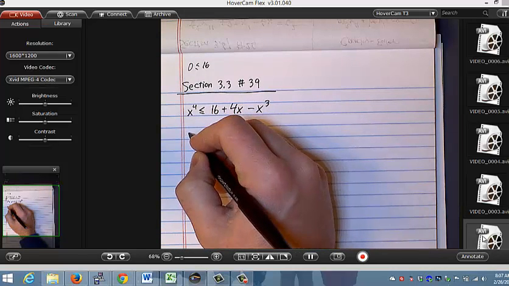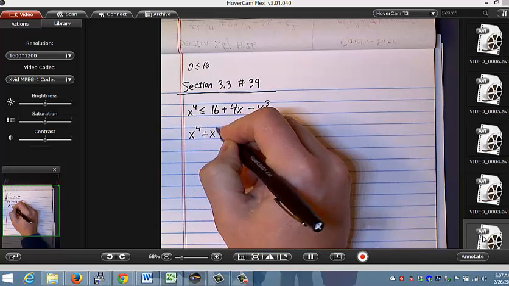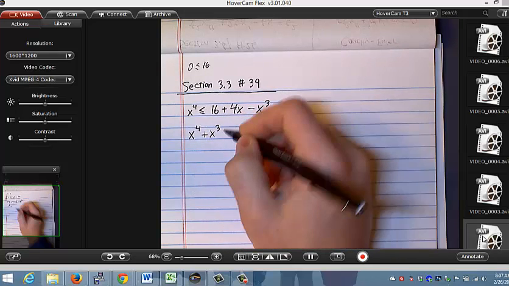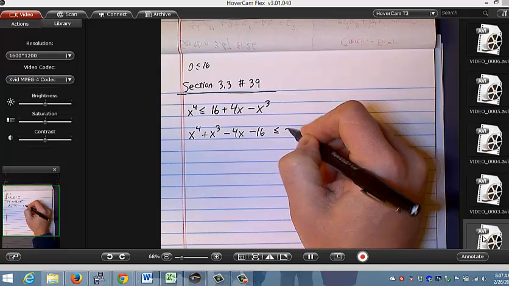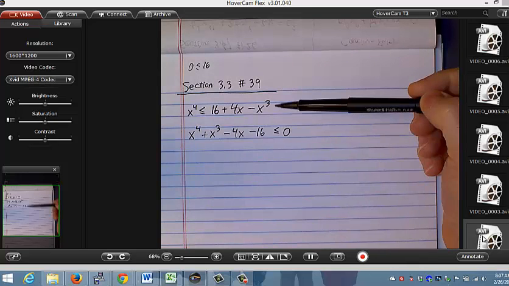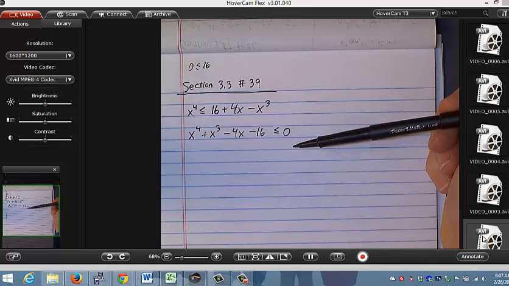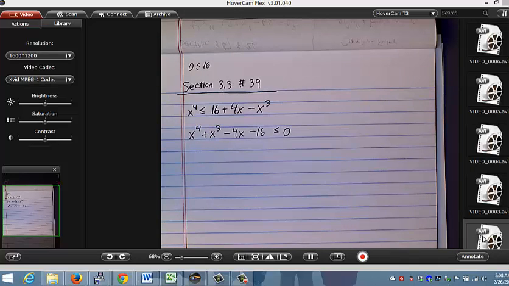And so the very first thing I'm going to write down is x to the fourth plus x cubed minus 4x minus 16 is less than or equal to 0. If you look at what I did, I added x cubed to both sides, and I subtracted the other stuff from both sides. Would you agree that solving the first inequality is exactly the same as solving the second inequality? How many are with me on that point? Do you see what I did? I just moved all the terms over using algebra, right?